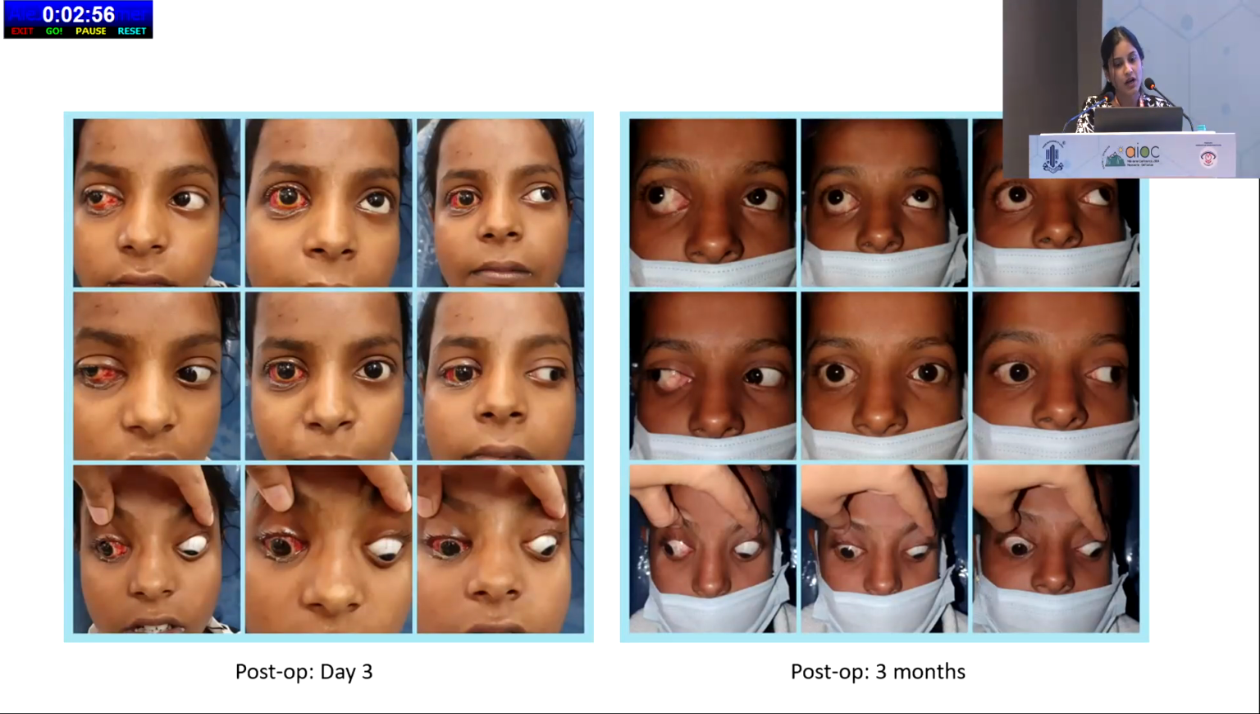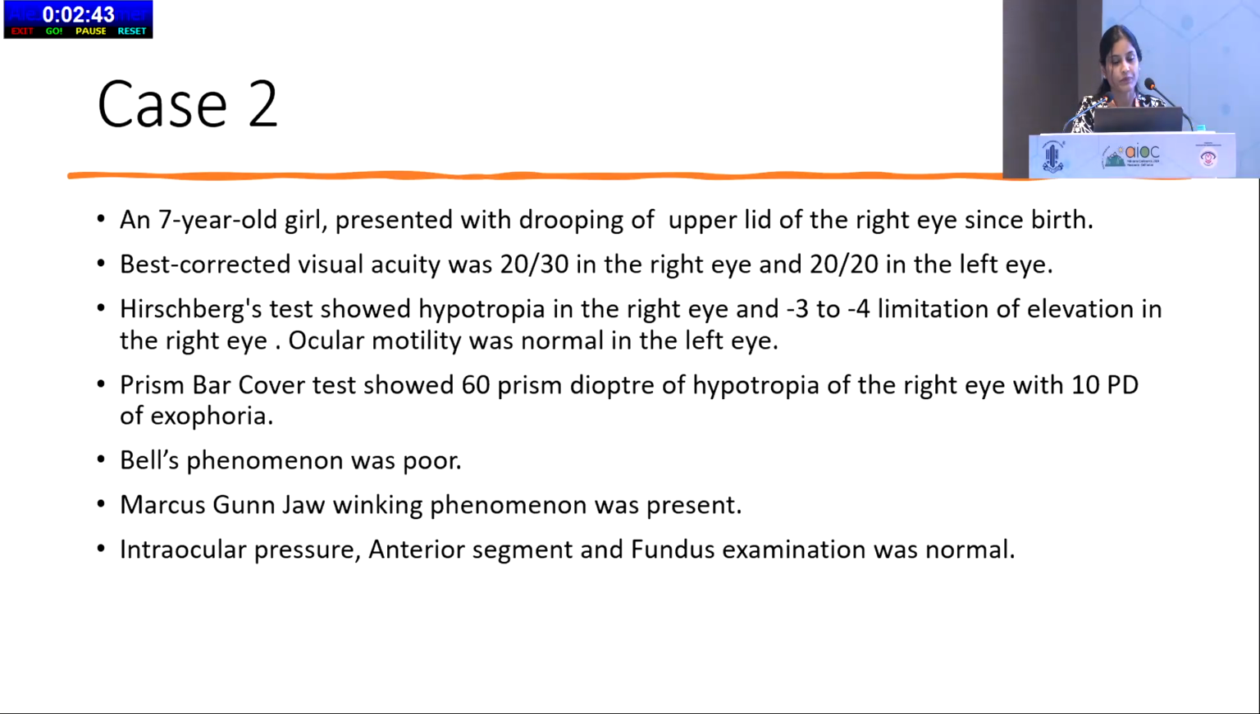So this is after the augmented NAPS. This is the post-op day 3 picture, the first picture. Second is the post-op 3-month picture. In primary gaze, the patient is maintaining good orthophoria, and there is improvement in elevation also.